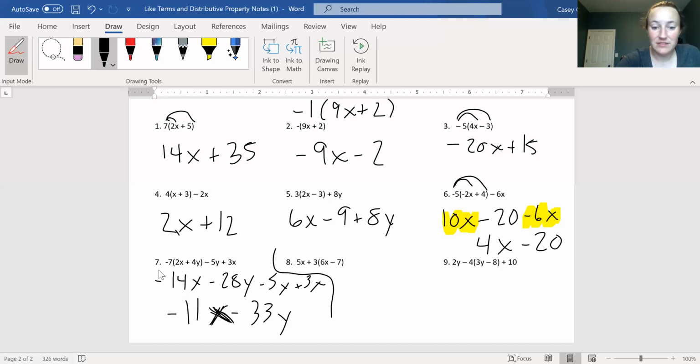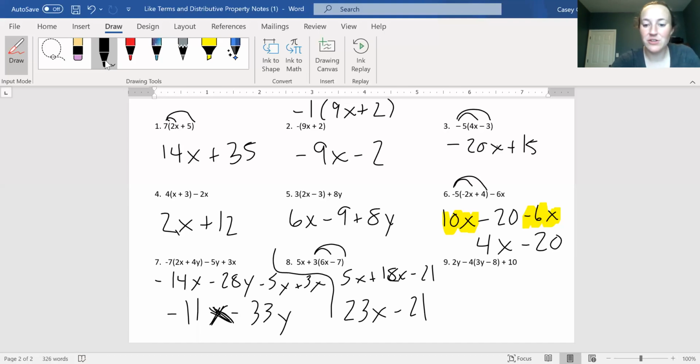On 8, a little different. Guys, this 3 is what's going to get distributed because that's what's right next to the parentheses. So we'll have 5x plus 18x minus 21. And then we do want to combine like terms. So we would end up with 20x, not 20, that's definitely an 18. So how about a 23x instead? I was just testing you guys. Good job at having the right answer.